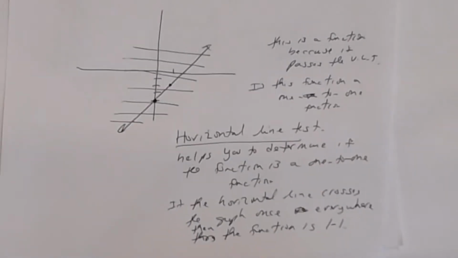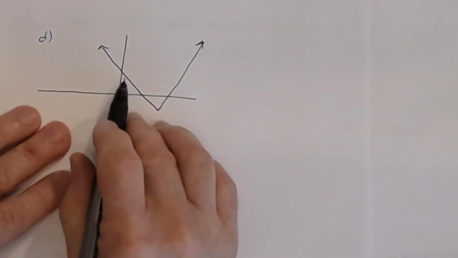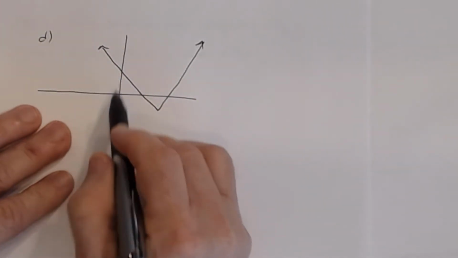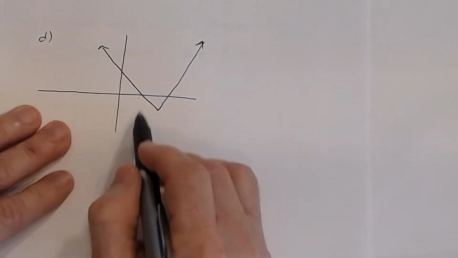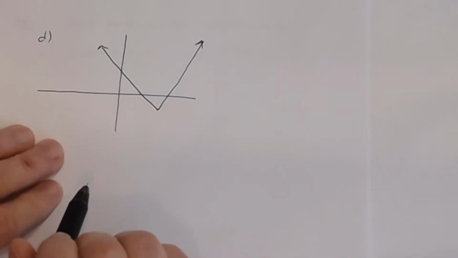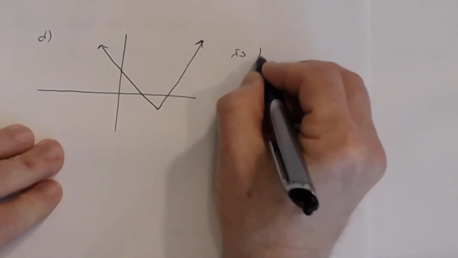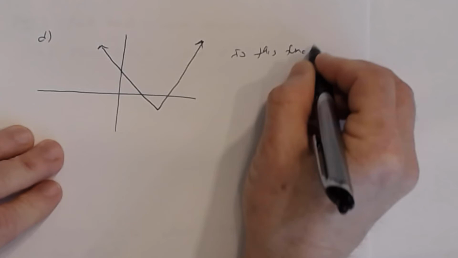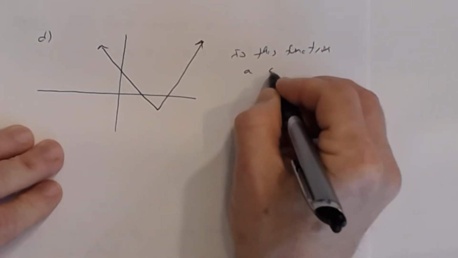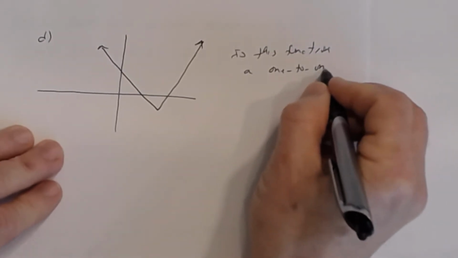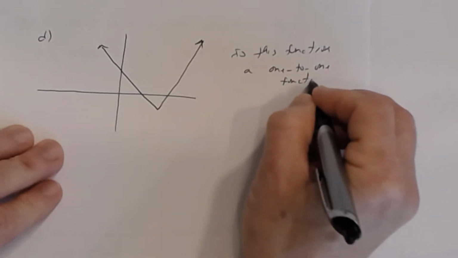So let's look at another graph. Look at this one, look at D. Now you notice this is a function, right? An absolute value function. That looks like an absolute value. But is this a one-to-one function? That's the question.